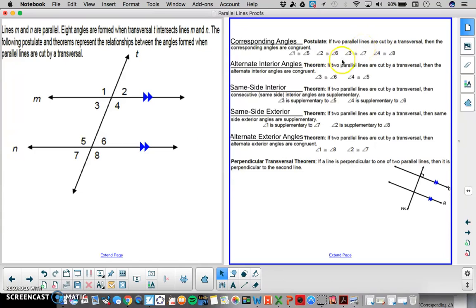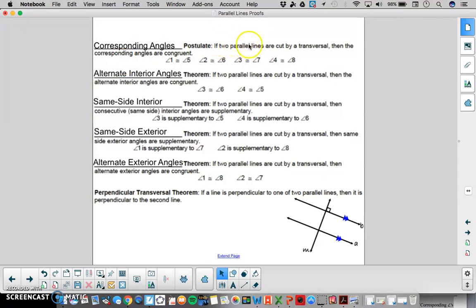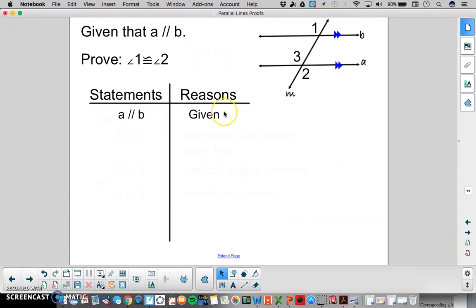Notice that each one of those statements is written in that if-then format. If two parallel lines are cut by a transversal, then corresponding angles are congruent. Notice we have to have parallel lines first before we can prove that corresponding angles are congruent. So we have to have that condition before we can prove angles congruent. We're going to use these theorems to prove certain angles are congruent, or angles might be supplementary, like in the case of same side interior or exterior.